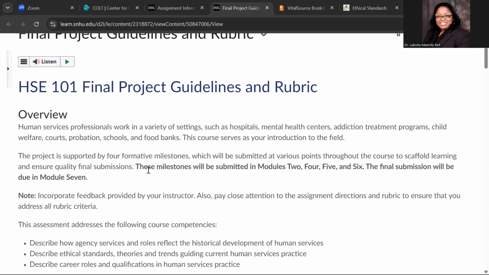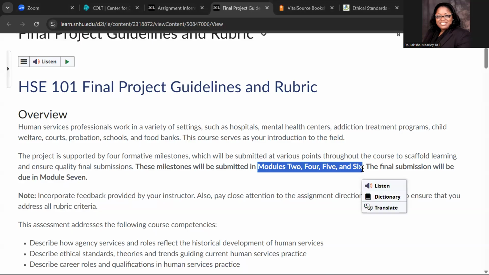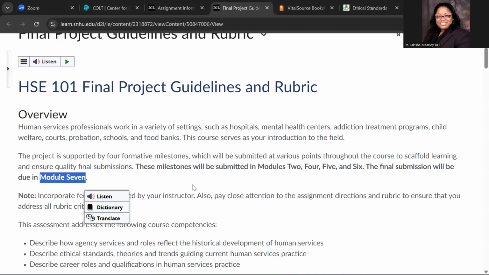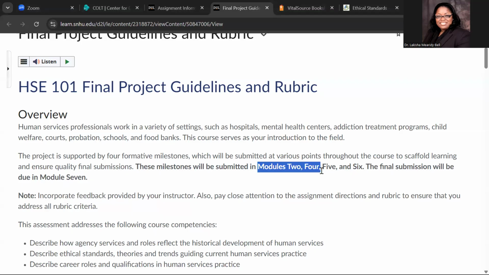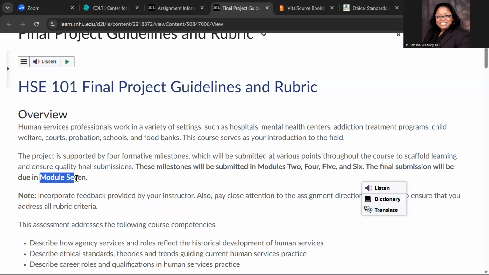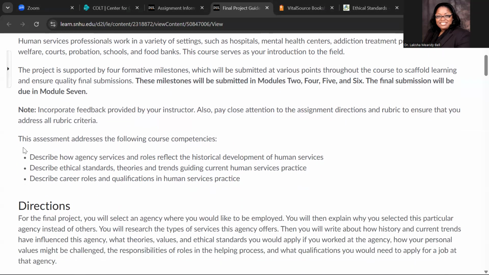It is important to note that this final project assignment is designed from, or refers you back to, modules 2, 4, 5, and 6. And then you also have the information that's given to you in module 7. So these are the focus areas: module 2, module 4, module 5, module 6, and the information in module 7. Okay, so let's move further down.